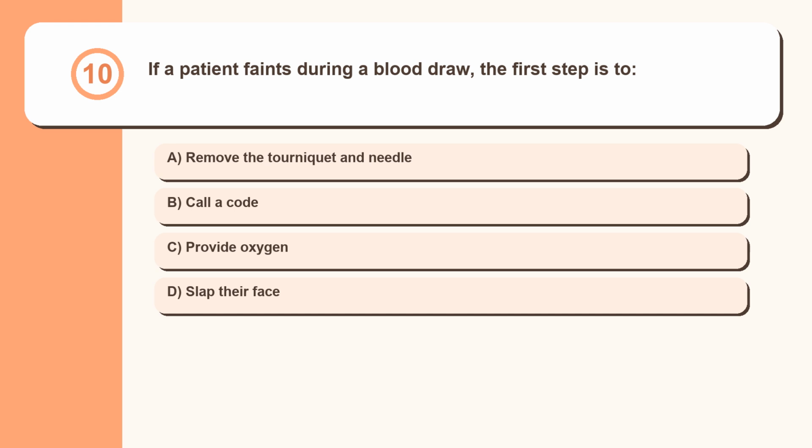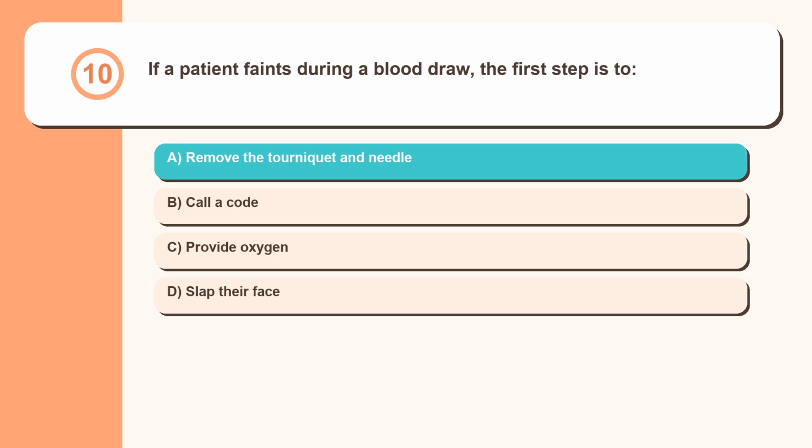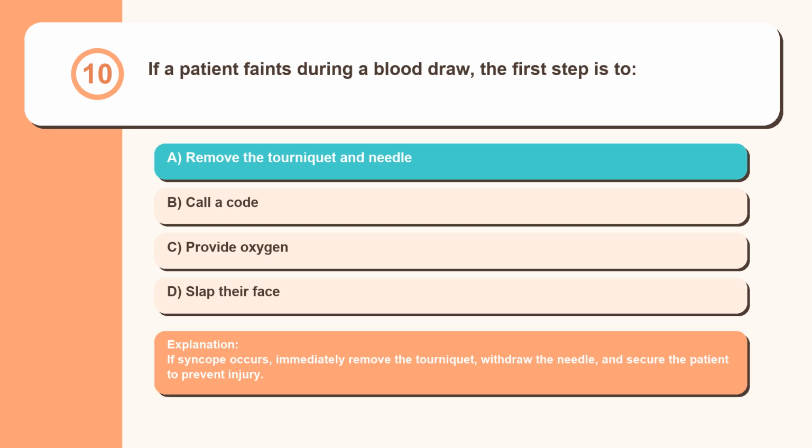Question 10. If a patient faints during a blood draw, the first step is to remove the tourniquet and needle, call a code, provide oxygen, slap their face. If syncope occurs, immediately remove the tourniquet, withdraw the needle, and secure the patient to prevent injury.